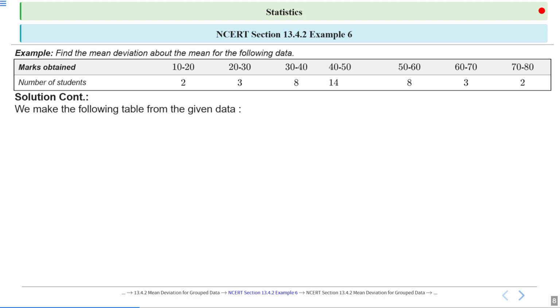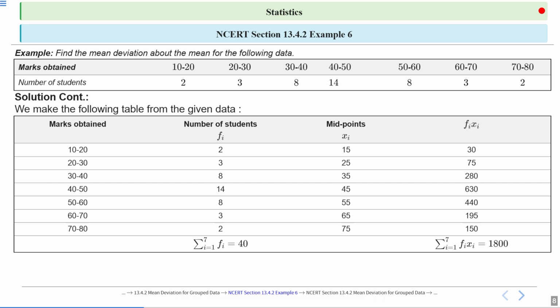We need to organize the data for calculation. So we will create a new table that includes the midpoint of each class interval, which we will call xi, and then multiply each midpoint by the corresponding frequency fi to get fi into xi. This helps us prepare for calculating the mean. So let's see how the table is set up.